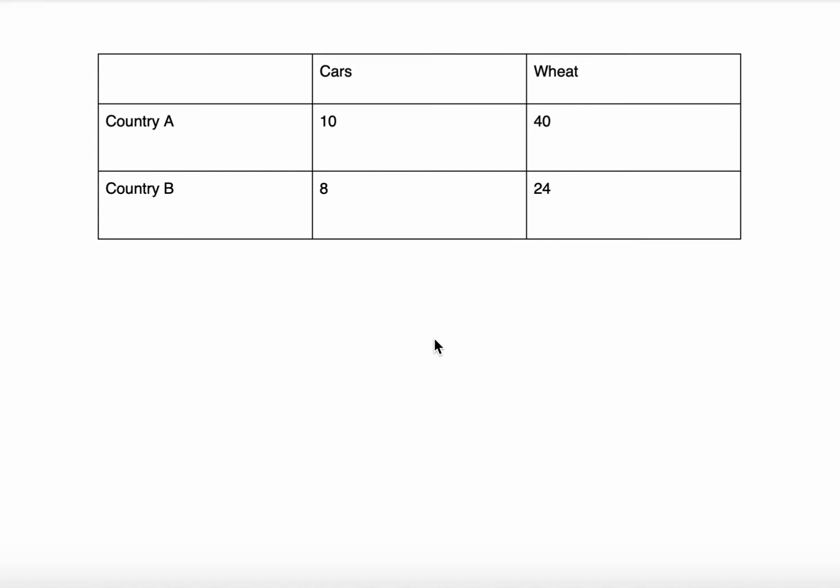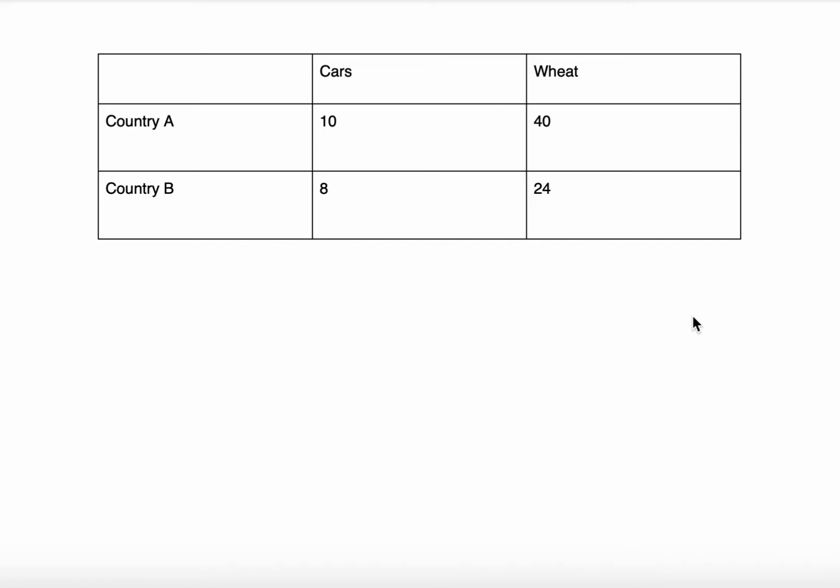So what you'll immediately notice is that country A can produce more cars and more wheat than country B. So we would say they have the absolute advantage in the production of cars, 10 to 8, and the absolute advantage in the production of wheat, 40 to 24. That's absolute advantage, but comparative advantage is unfortunately not that simple. Comparative advantage means we've got to figure out who can produce 1 unit of each good at the lowest opportunity cost. In other words, who's the most efficient?